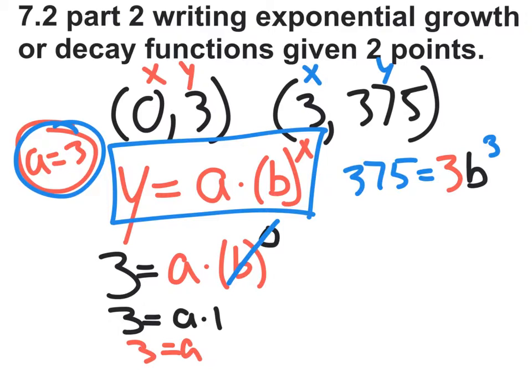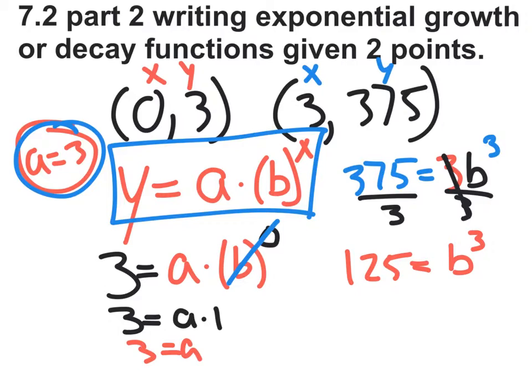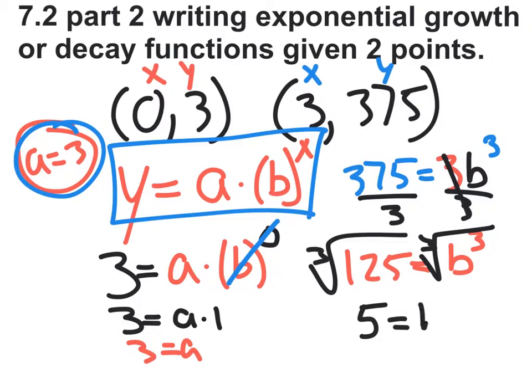How do we solve it? Well, let's get rid of the 3 in front by dividing by 3. That'll cancel it out. You're going to end up with your new equation that says 125 equals b to the 3rd power. How do we get rid of the power of 3? The cube root. Exactly, the cube root. What you do to one side, you do to the other side. So what is the cube root of 125? 5. So you have 5 equals b.